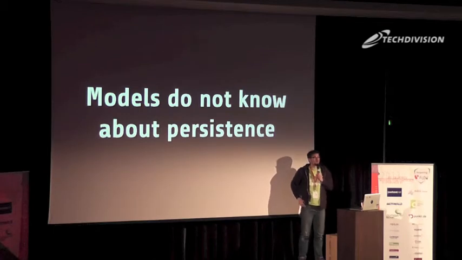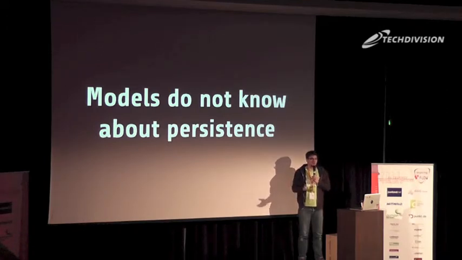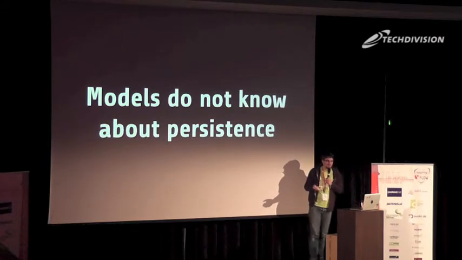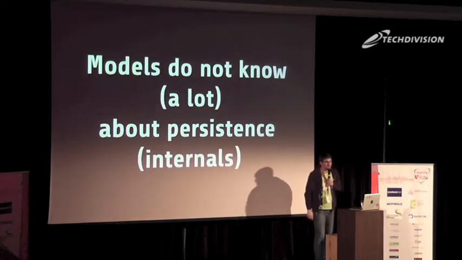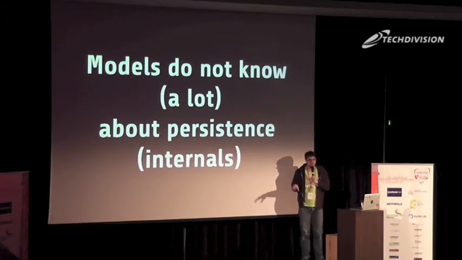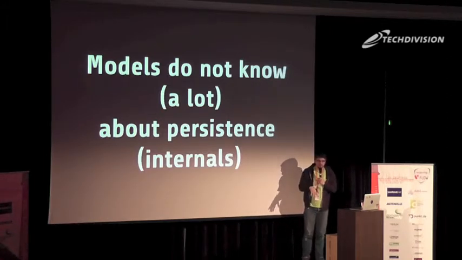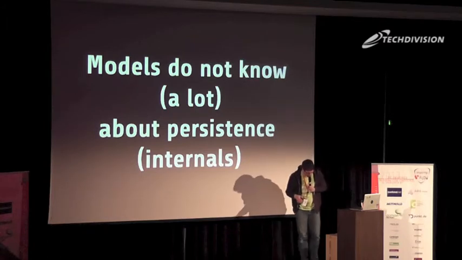The good thing about the way we integrate it, well, basically the good thing about how Doctrine is built, is that your models don't need to know about persistence. So there's 2 or 3 raised eyebrows, okay? So they do not know a lot about persistence internals necessarily. Of course you need to know about your persistence.